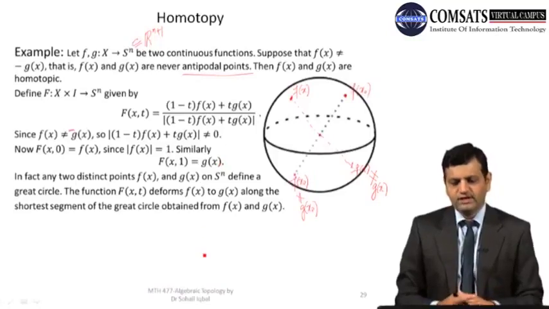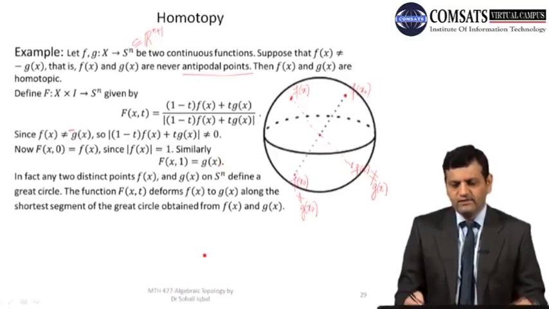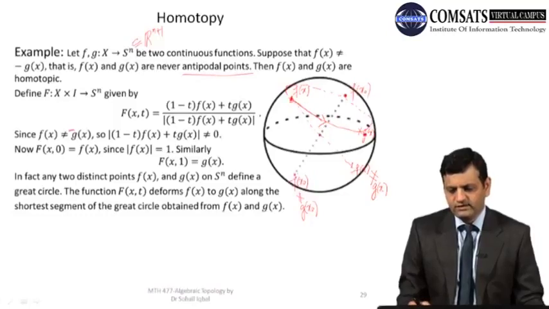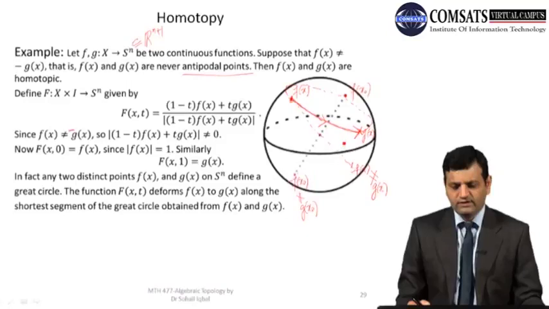So what is this function actually doing? If I have f(x) and g(x) on a sphere, then there is a unique big circle passing through them. Now I can follow it. Basically, this function is following the shortest path. Of course, if this is f(x) and this is g(x), there are two paths along this circle, but I am following the shortest path and approaching g(x).